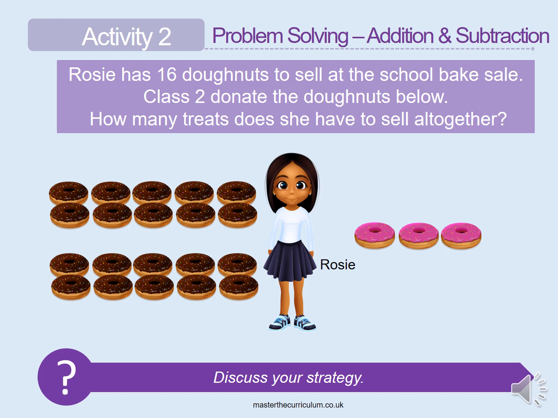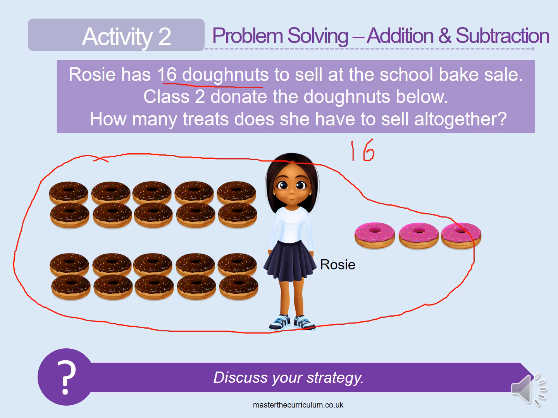So here we have one. You need to think a little bit more. So Rosie has 16 donuts to sell at the school bake sale. Class 2 donate the donuts below. How many treats does she have to sell altogether? So we know from the question that she already has 16 donuts. And these donuts down here are the ones that have been donated. And they want to know how many treats altogether. Now, if we're doing all together, we are adding.